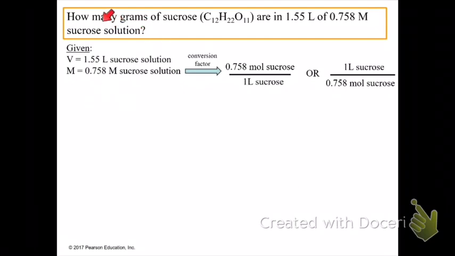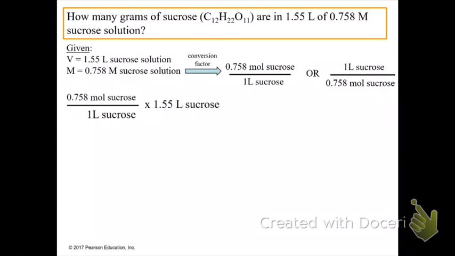So since it's asking for the mass in grams, we can determine the moles of sucrose first, and then from moles of sucrose to mass in grams of sucrose. And so using this information right here, volume 1.55 liter sucrose solution, we would multiply this with this conversion factor here, which is shown here on the left, right? Because we want the liter sucrose solution to cancel out, and we want the moles of sucrose to be up top, so that we can convert that to mass in grams using the molar mass of sucrose. So we're going to multiply the two numbers, and you can see the units canceling out, and you're left with moles of sucrose.